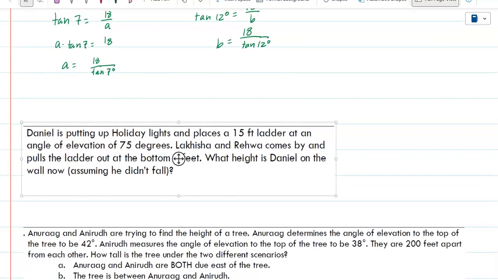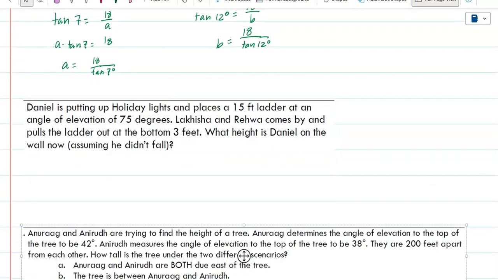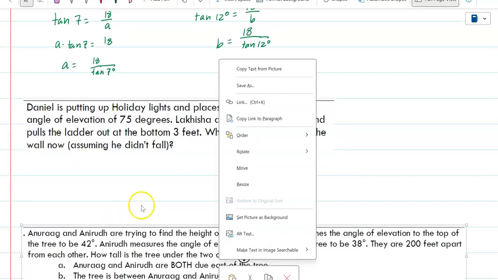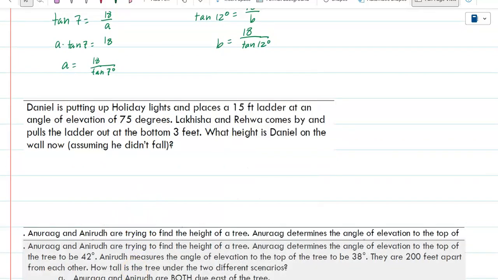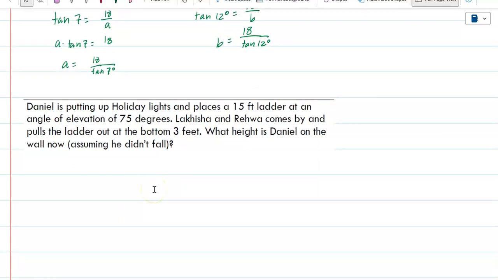Okay, another fun little problem, and this involves Daniel and Lakeisha and Reva. Okay, let's see. Daniel is putting up holiday lights, and this is his house right here. And his ladder is 15 feet at an angle of elevation. So its angle is put right here, 75 degrees.